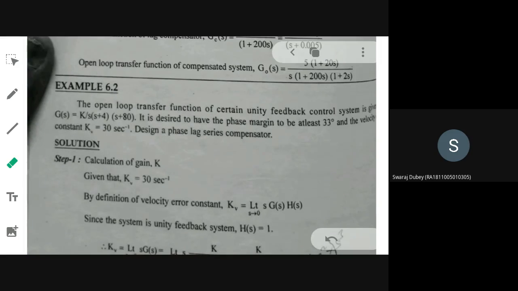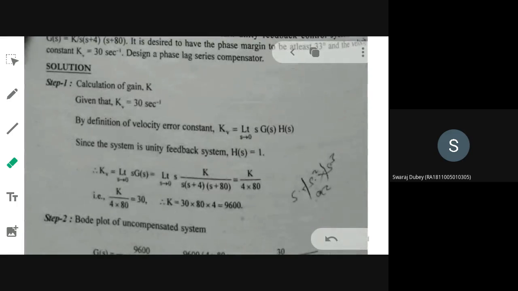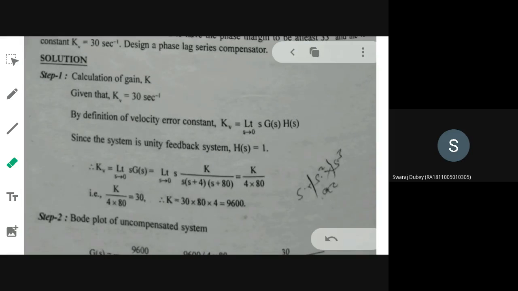Ma'am, K is 30 into 1? K equals 30 into 1, 30 only? K is 9600 there again. Do it properly.